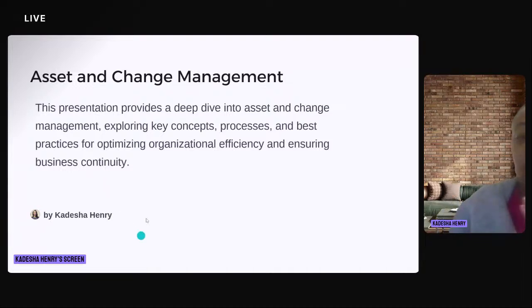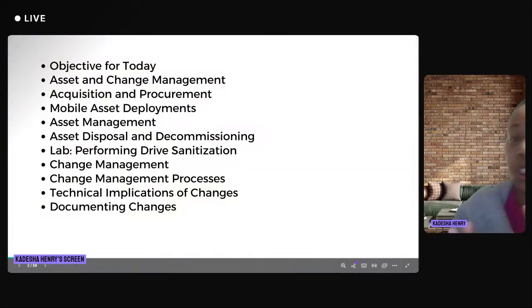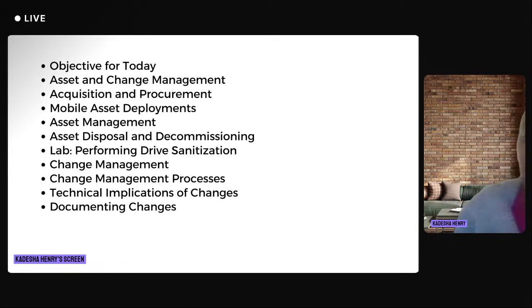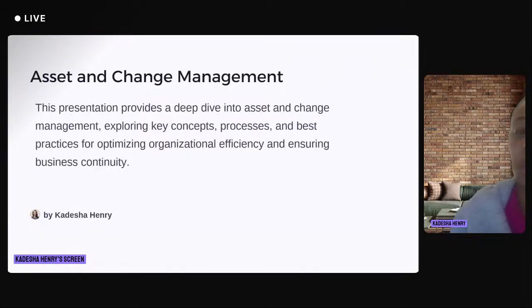But let me just look at today's objective. It's going to be asset and change management. We're going to look at acquisition and procurement, mobile asset deployments, asset management, asset disposal, and decommissioning. We're not going to really perform the lab, but we're going to do the change management process, technical implications of change management, and documenting the change management. Right? So those are going to be our objectives for today.